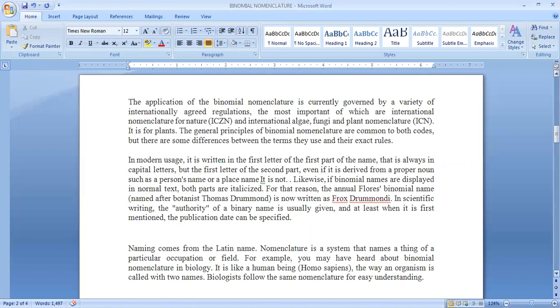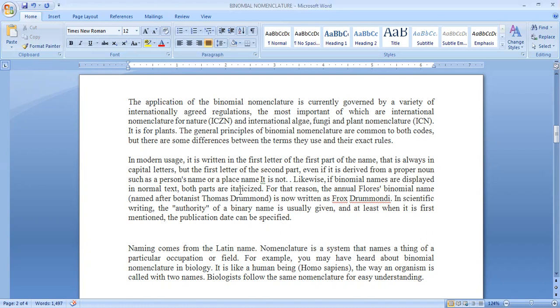Now, the first letter of the first part of the name is always a capital letter, but the first letter of the second part of the name is small. They are all displayed in normal text but italicized. If they cannot be italicized, they are underlined.